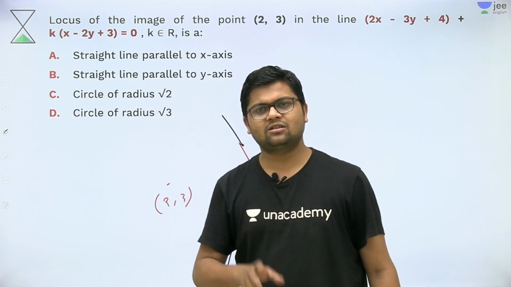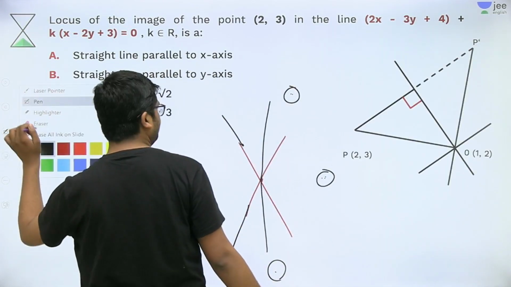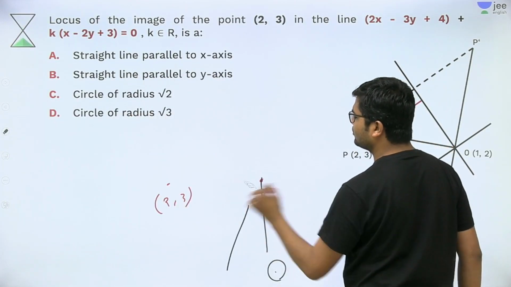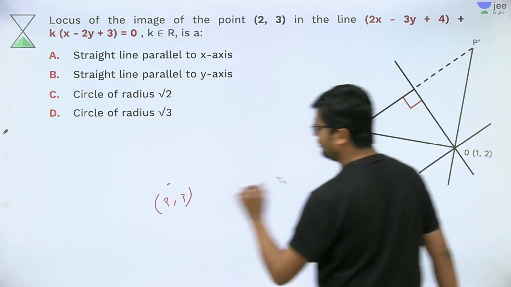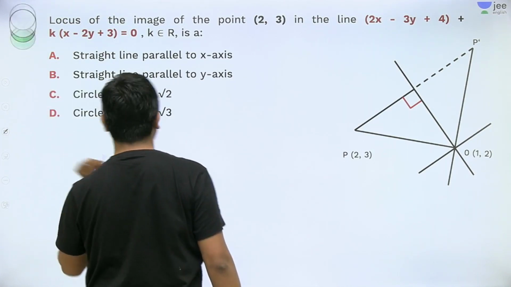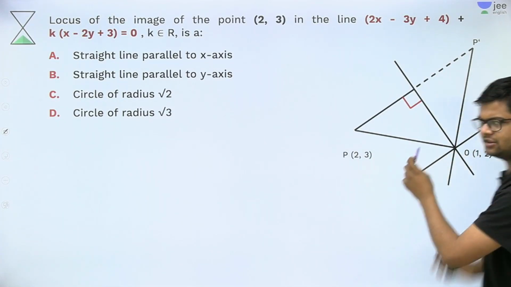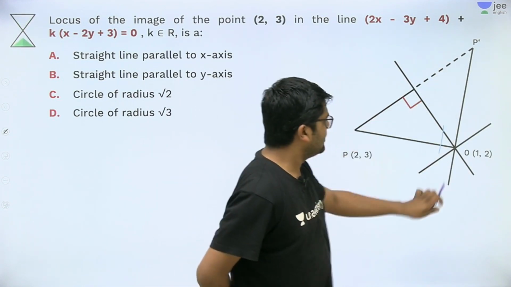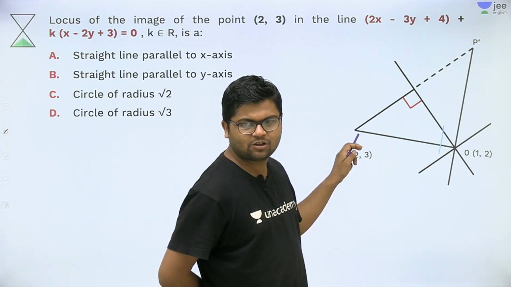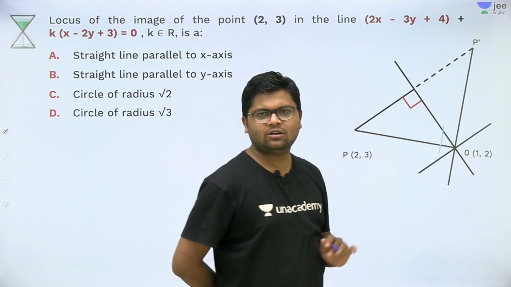Let us analyze this more mathematically, then we will come to the conclusion. We have been given this figure. Here point P has coordinates (2, 3) and there is a family of lines whose point of intersection is (1, 2). If I take the image of point P with respect to this member, the image will come out to be P dash.